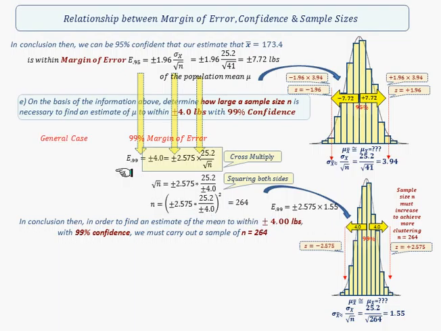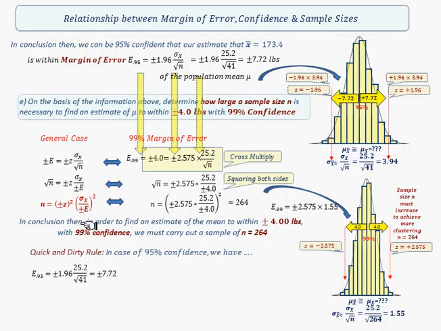Now look at the general case here. We're just going to duplicate this. Your error is equal to the z-score times sigma over the square root of n. If you cross multiply and solve for n, this is the general formula for your sample size n for a given level of confidence and a margin of error e.